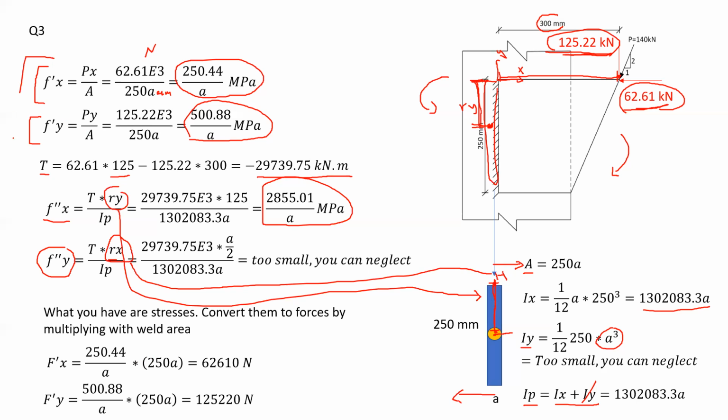Now, as you can see, I found everything here in stresses. And I have that A that I would like to remove. So how would you remove it? You would basically convert the stresses to forces. How would we do that? Of course, we want to multiply the stress by the area to get rid of the stress and have forces. So if we consider the force in the x direction, F dash x, which is this one, we will take this stress in here and multiply it by the area. So 250.44 divided by A multiplied by the area 250A. This would give us 62,000 newtons.